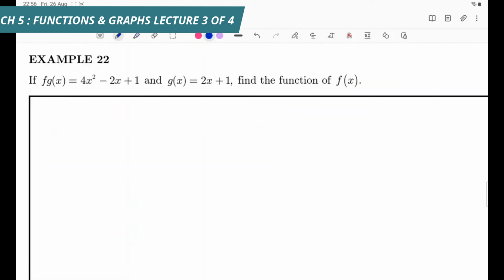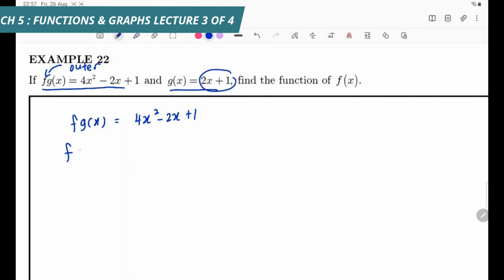Next, if f of g(x) equal to 4x squared minus 2x plus 1 and g(x) equal to 2x plus 1, find the function f(x). We're given the composite function and g(x). We need to find f(x). f(x) is the outer function. So we're going to start with the composite function first. f of g(x) equal to 4x squared minus 2x plus 1. And then substitute g(x), which is 2x plus 1.